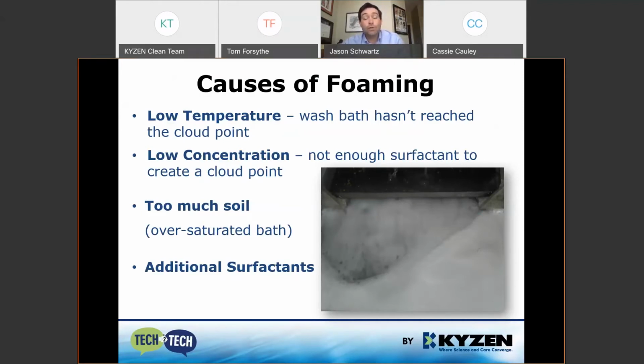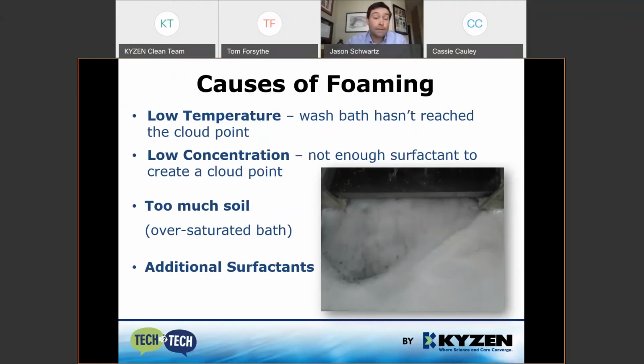You can also have too much soil, right? That soil is eating up some of the surfactant, preventing the cloud point or driving up the cloud point, right? That's maybe why your fresh bath isn't foaming, and then you drive up the cloud point, and all of a sudden a couple weeks later, after you've dumped a bunch of soil in there, it starts to foam.